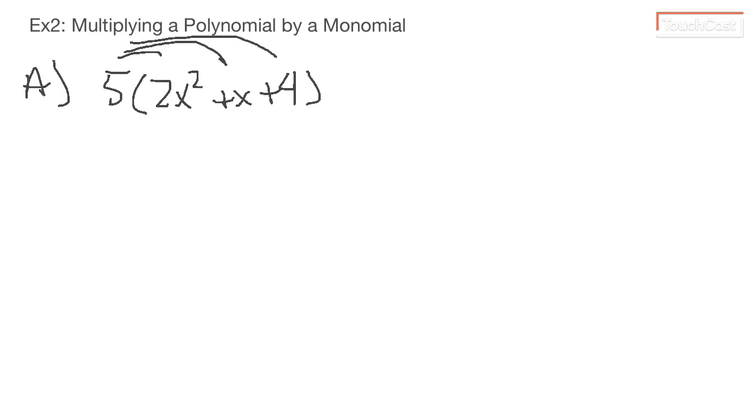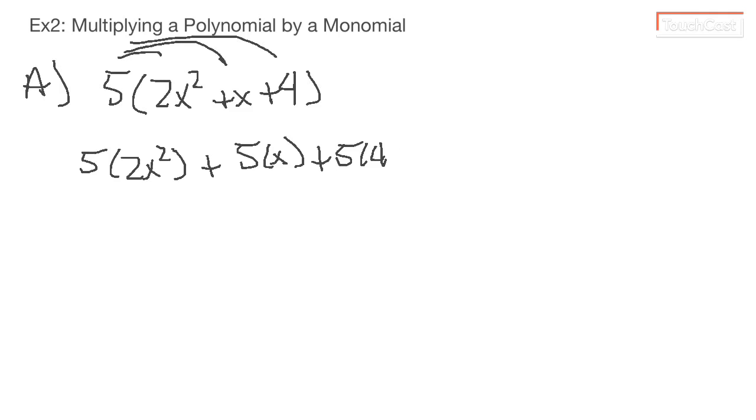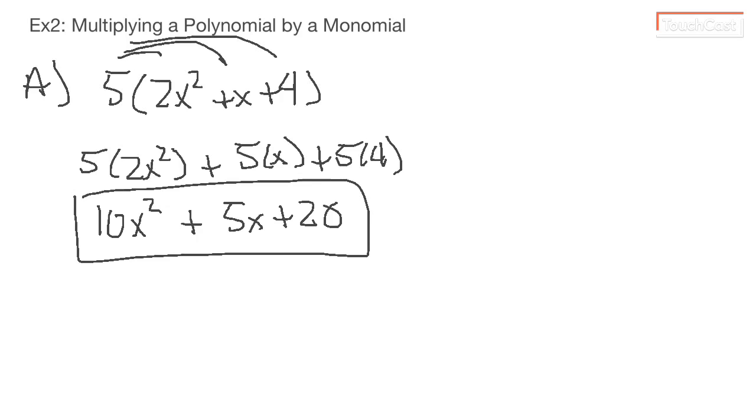So we're going to go 2x squared times 5 plus 5 times x plus 5 times 4, and 5 times 2x squared is 10x squared. 5 times x is just going to give us 5x, and 5 times 4 is 20. So our answer is 10x squared plus 5x plus 20. Let's look at one more.